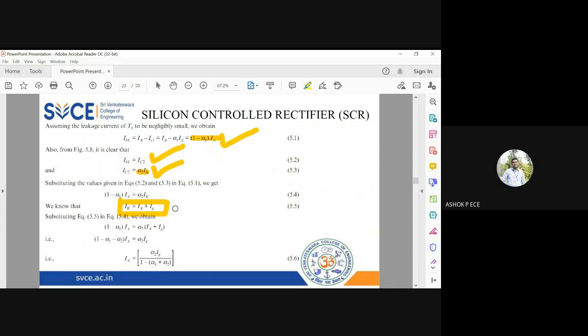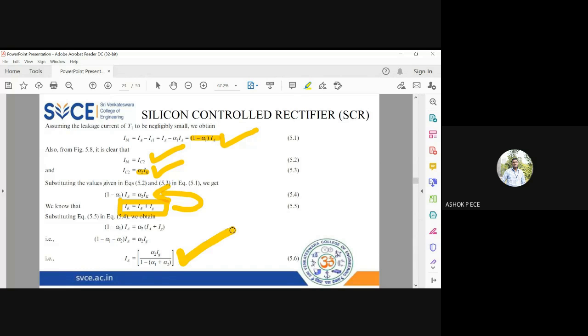So now I'm going to substitute this one again here. So 1 minus alpha 1 into IA equal to alpha 2 into IK. What is IK? IA plus IG. So now take IA terms on one side, IG terms on another side. So 1 minus alpha 1 minus alpha 2 into IA equal to alpha 2 into IG. So what is IA? IA equal to alpha 2 into IG by 1 minus (alpha 1 plus alpha 2).